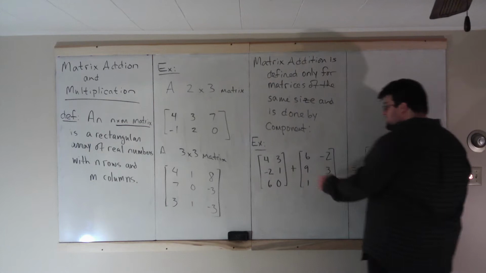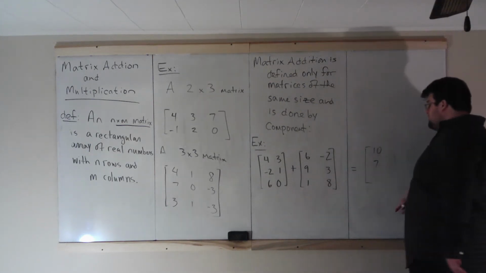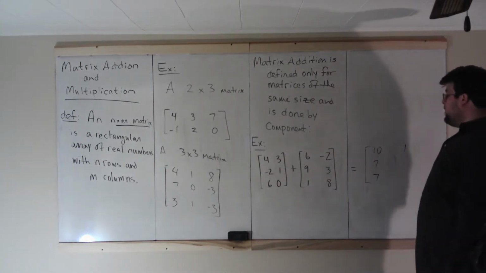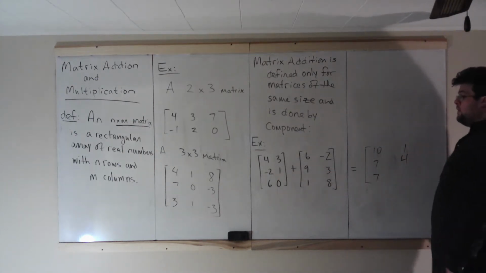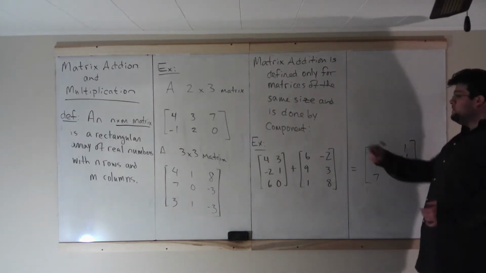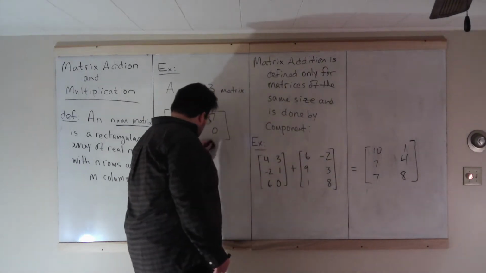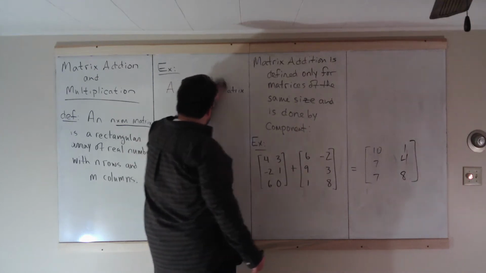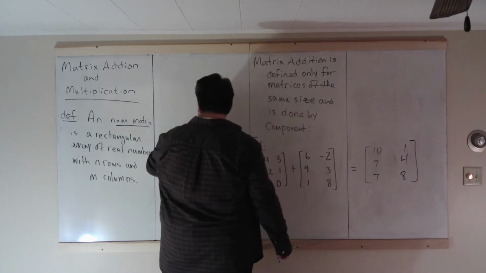Negative 2 plus 9 is 7. 6 plus 1 is 7. 3 plus negative 2 is 1. 1 plus 3 is 4. And 0 plus 8 is 8. So that matrix plus that other matrix gave us this matrix. So that's an example of matrix addition, and matrix addition was defined there.